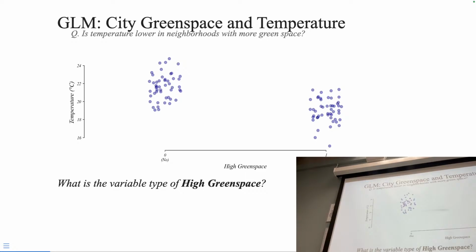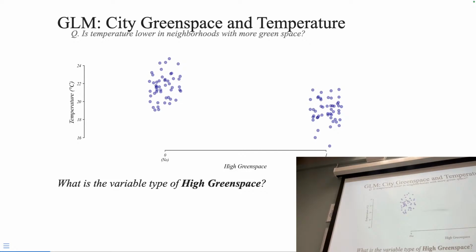We could record it as high green space and low green space, or we could record it as yes to high green space or no to high green space. But we can also record it as 0 and 1, where 1 would correspond with yes and 0 would correspond with no. So that's what I've done here, which organizes a binary categorical variable as two numbers on the number line as a predictor variable.